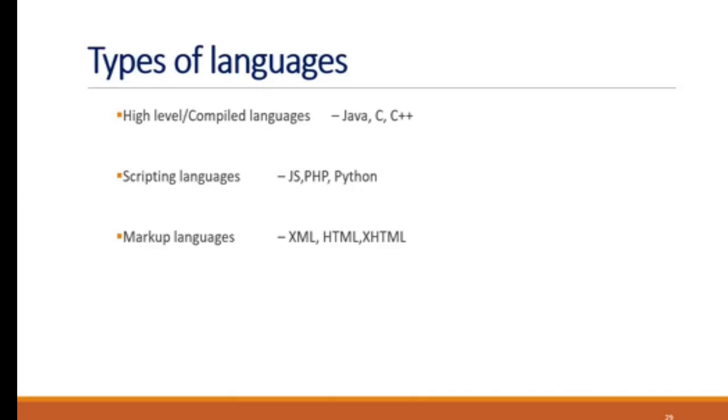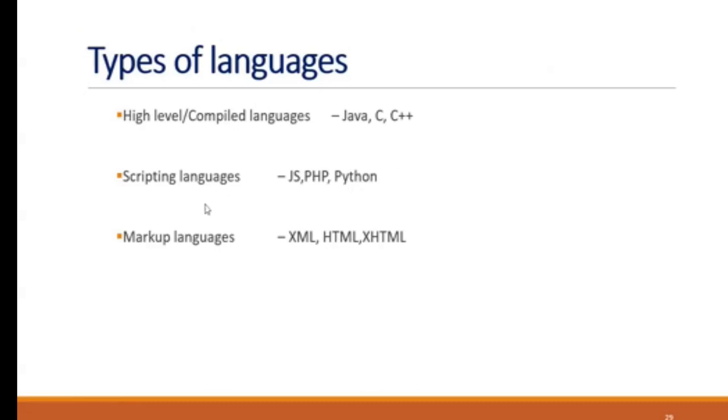You have to compile them, right? You have to convert it to machine language, and then only you can run it, right? So if you are developing or doing something using Java, C or C++, you have to compile it and run.